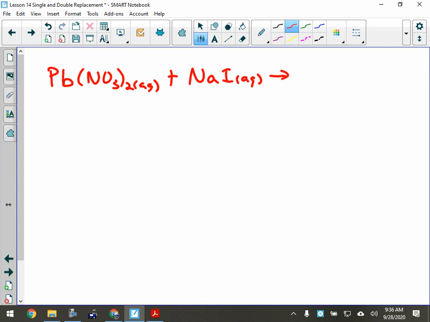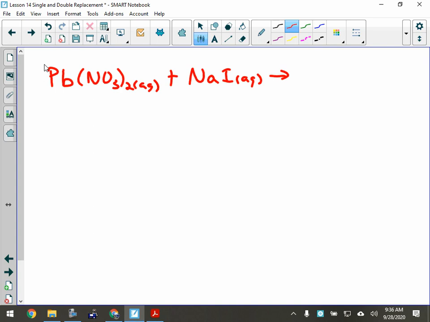Now, I quite often run out of room here, so just bear with me. I'm going to write it on the next line. Double replacement reaction. How do I know? Well, ionic compound plus ionic compound. And if you remember, we talked about how to balance an ionic compound. An ionic compound gives you ionic compounds. We balance it based on ions, yes?